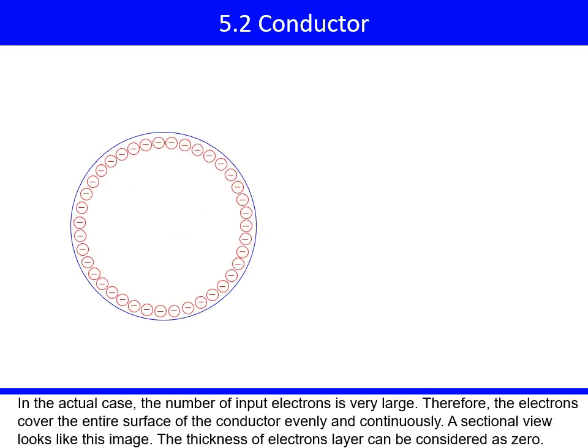In the actual case, the number of input electrons is very large. Therefore, the electrons cover the entire surface of the conductor evenly and continuously. A sectional view looks like this image. The thickness of the electron layer can be considered as 0.